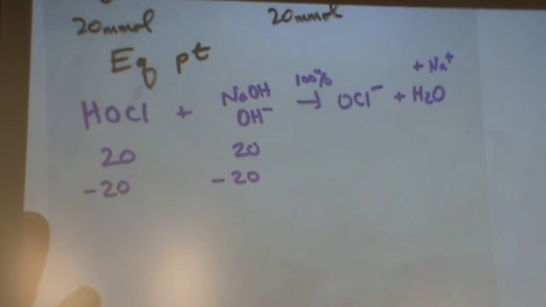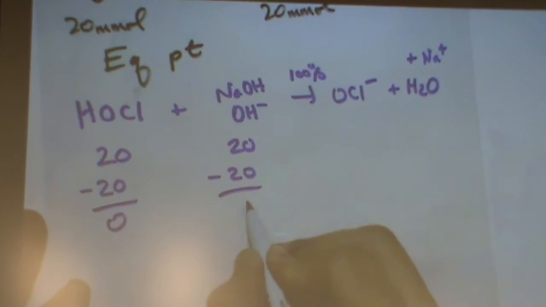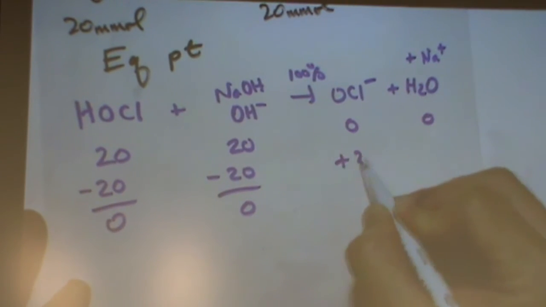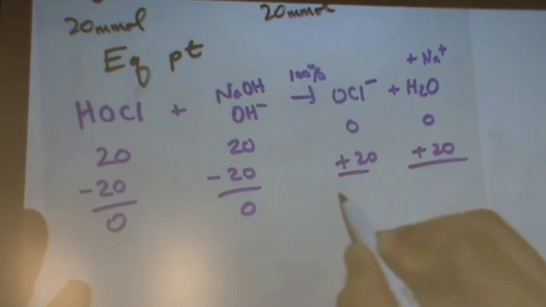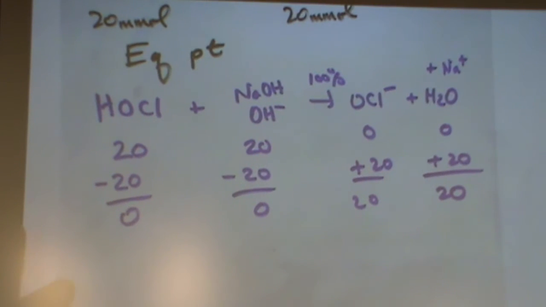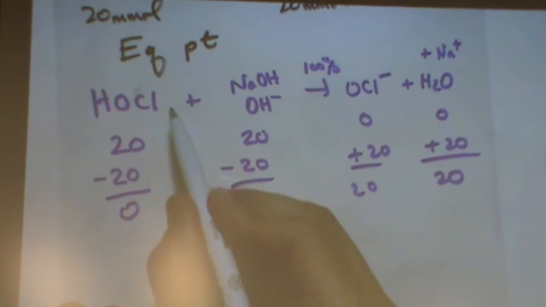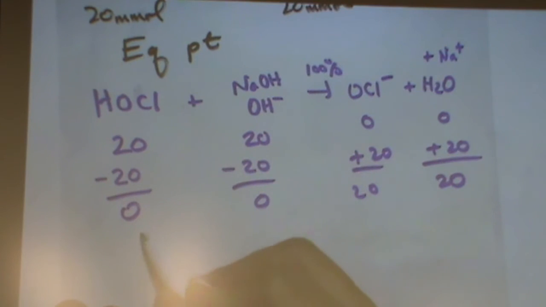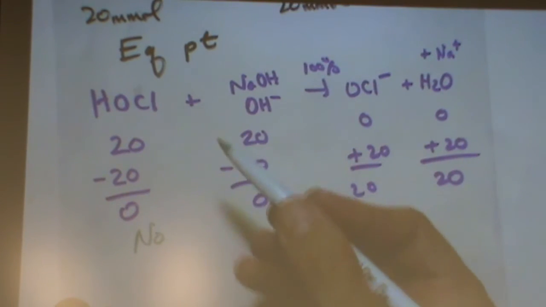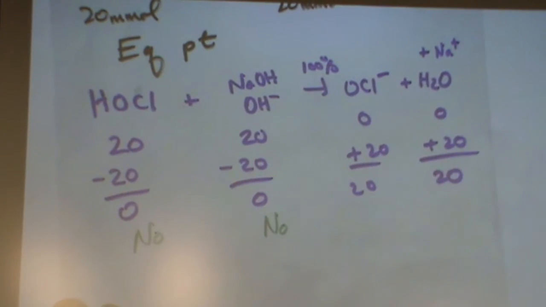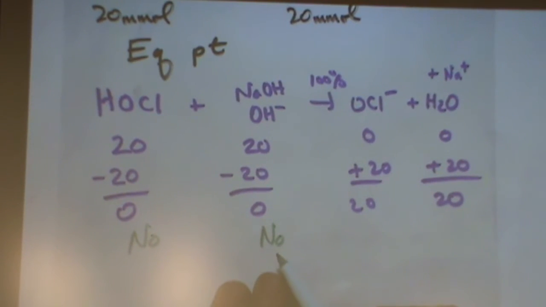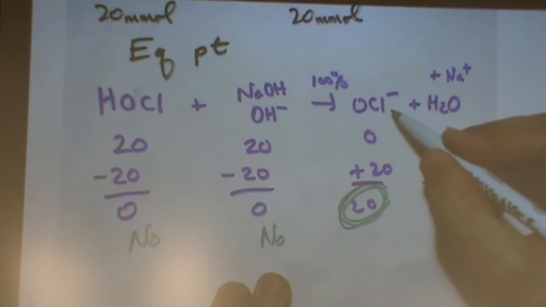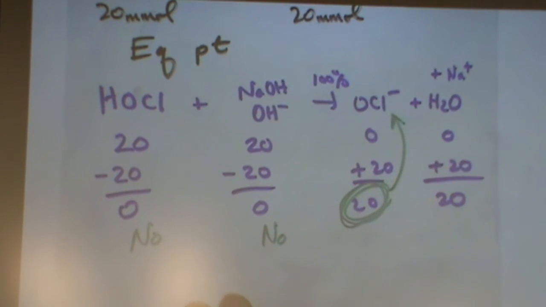So I subtract the smaller number. They happen to both be equal. There's no weird coefficients of 2, so I don't have to worry about that. 0 and 0. These started off at 0, so I'm adding 20 to the right-hand side. I get 20 and 20. Okay. Notice now what happened. There's none of that. There's none of that. So there's no weak acid. There's no strong base left. There's only, what's this? Conjugate weak base. Conjugate weak base.